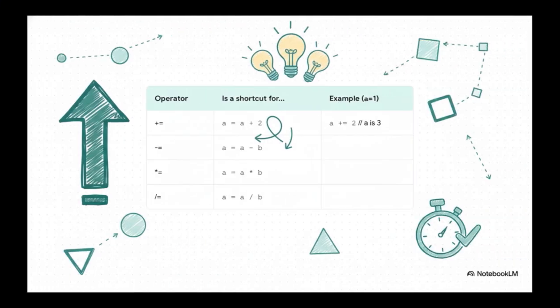Next, let's dive into compound assignment operators. These operators combine math and assignment into one simple action. Here's how they work. Plus equals is the same as A = A + B. Minus equals is the same as A = A - B. Multiply equals is the same as A = A * B. Divide equals is the same as A = A / B. And percent equals is the same as A = A % B.